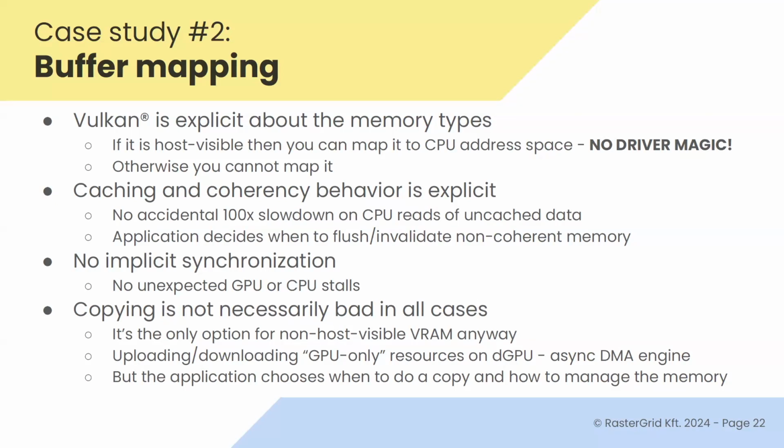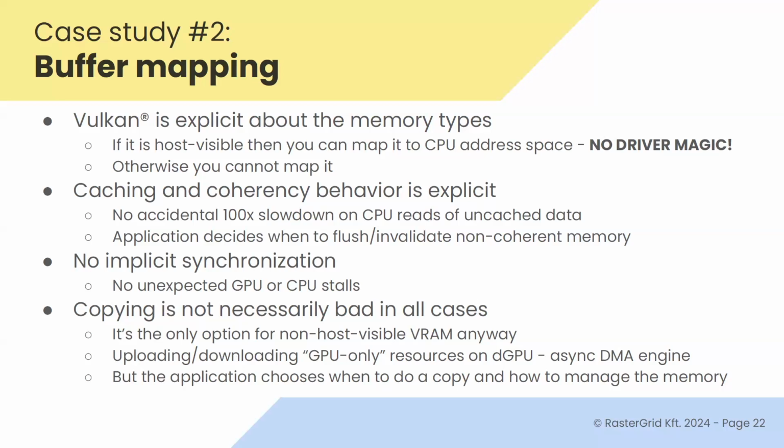But in an API which guarantees that you can only map what you can truly map, you can keep that mapping persistent. So you don't have to continually call map and unmap. You can map it once and be done with that. Another thing is that caching and coherency behavior is explicit. You are told whether your memory is coherent or cached. Because with other APIs, you could easily run into the situation where your driver allocates you an uncached system memory allocation, and reading with the CPU from anything uncached is just terrible performance-wise. So no implicit synchronization, no unexpected GPU, CPU stalls.